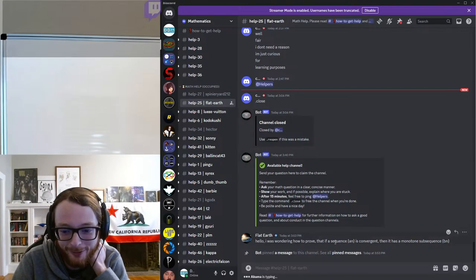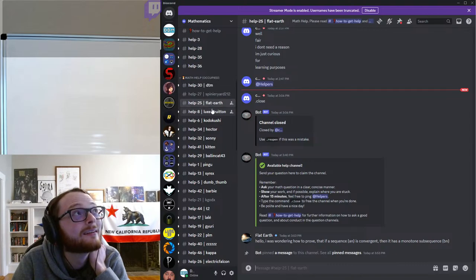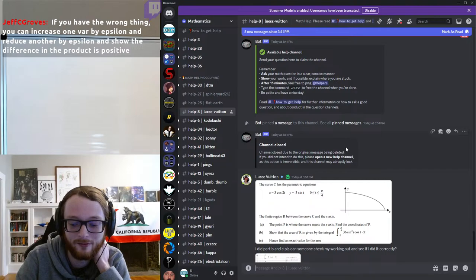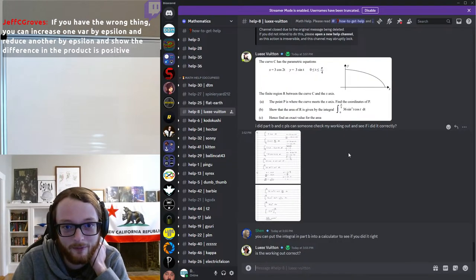We got Flat Earth working on some sequences that are convergent. If A sub n is convergent, then it has a monotone subsequence of B sub n. That makes sense because if it's not an alternating sequence, then the entire sequence should be monotone. I don't really know. It would probably be a good exercise to prove.